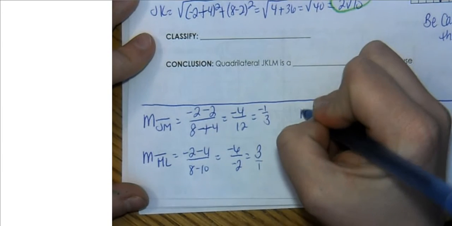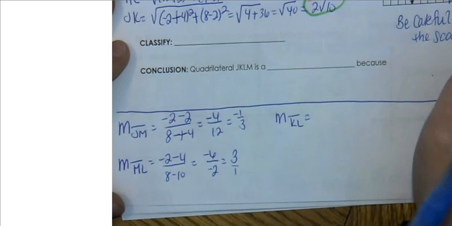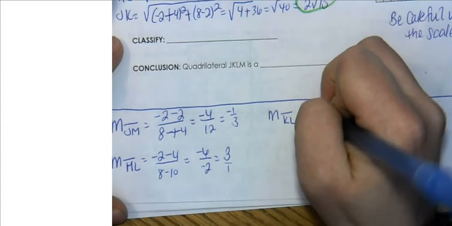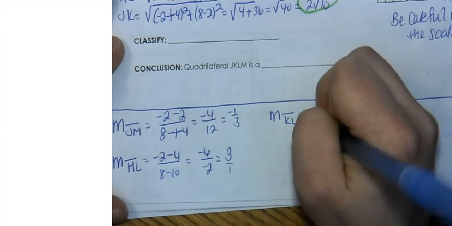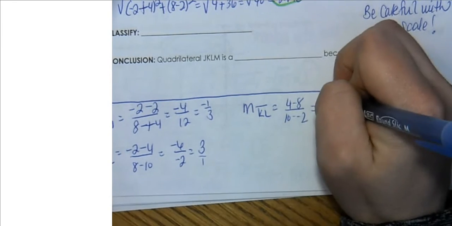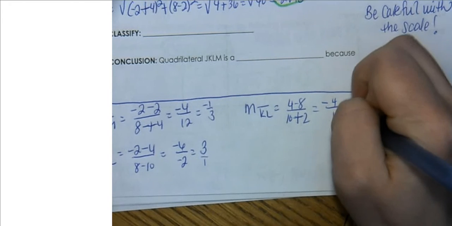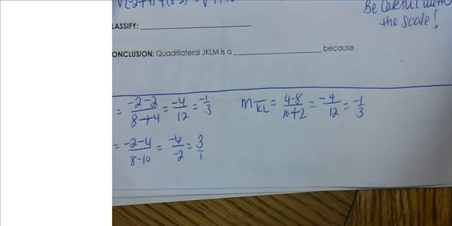Next, let me go ahead and find the slope of KL. So the slope of KL, that is 4 minus 8 divided by 10 minus -2. So 4 minus 8, that is -4 divided by 10 plus 2, which is 12, and that simplifies to -1/3.